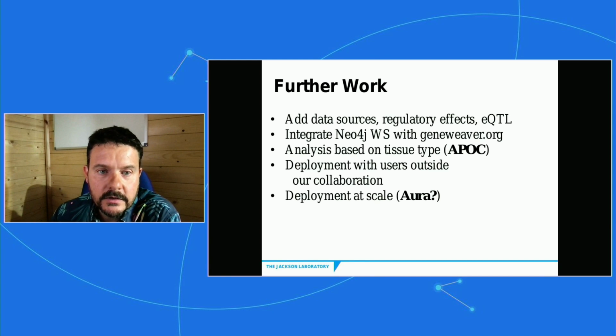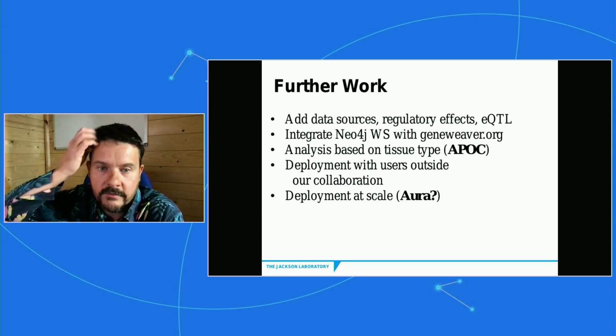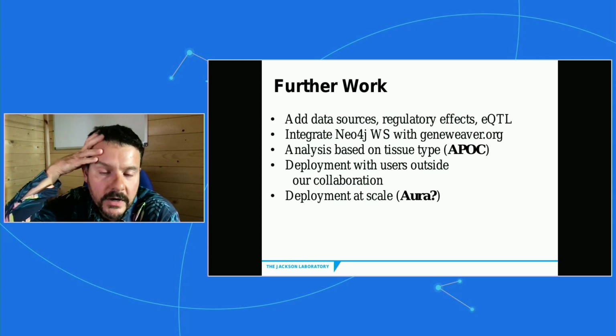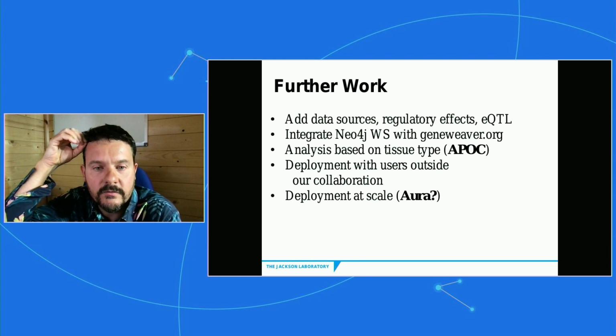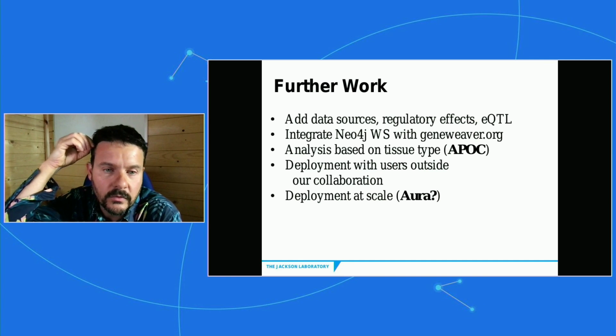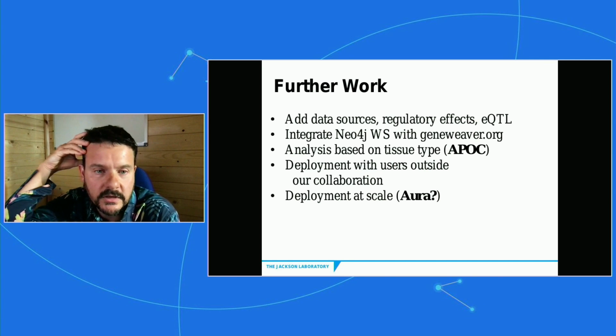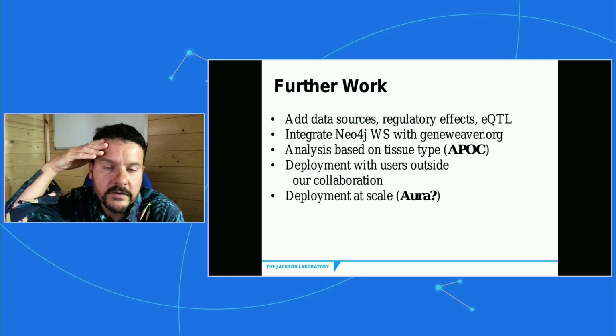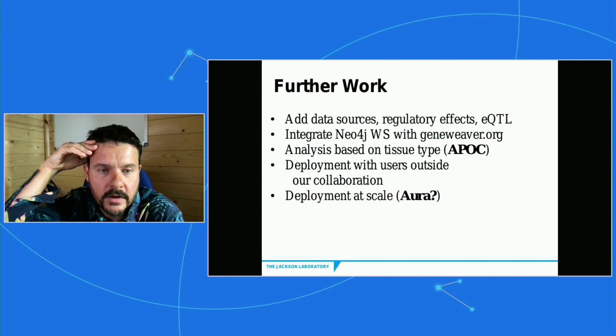Quick note on further work. As I said already, we're still adding the data sources. That's our next piece of work to finish off. And then we want to integrate the graph with GeneWeaver.org. GeneWeaver.org already allows you to build gene sets for diseases or effects that you might be interested in. The next step would be to put that gene set into the graph, and then get a table of the relationships that the graph thinks exist.